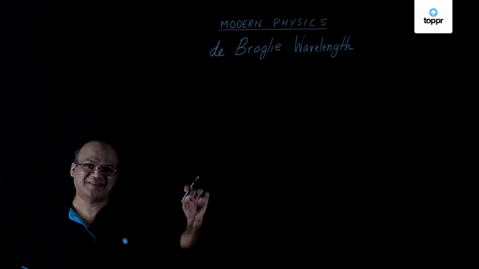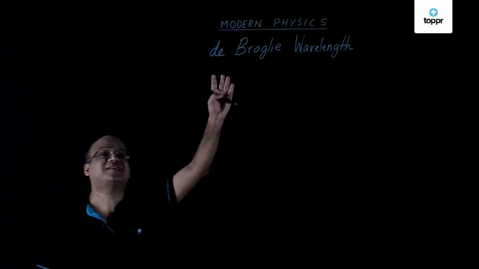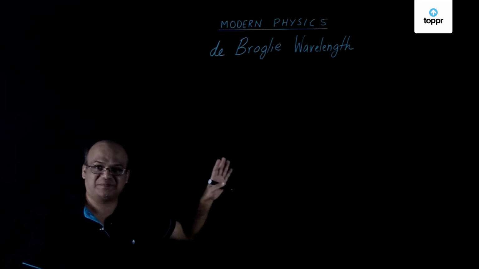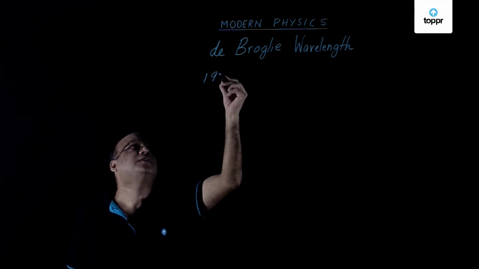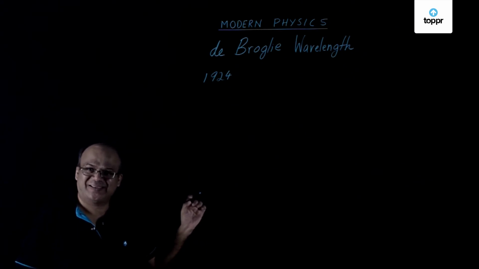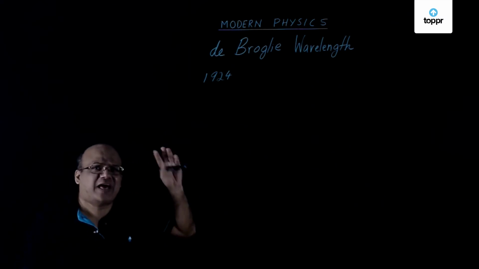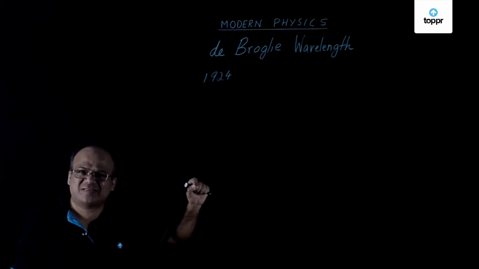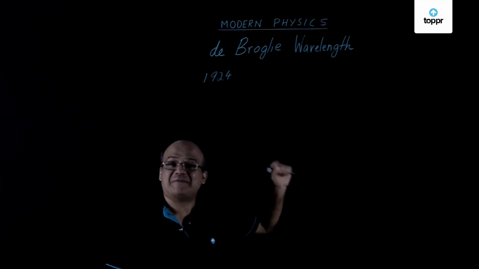In this lesson, we are going to learn about de Broglie wavelength. Now, this is not the correct pronunciation, actually, but we'll pronounce him as de Broglie. In 1924, French physicist Louis de Broglie, while doing his PhD, suggested that if light can have both wave and particle properties, particles like electrons also must have wave properties.